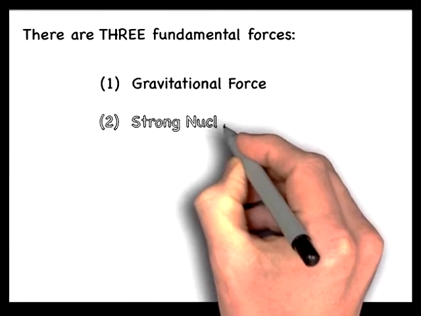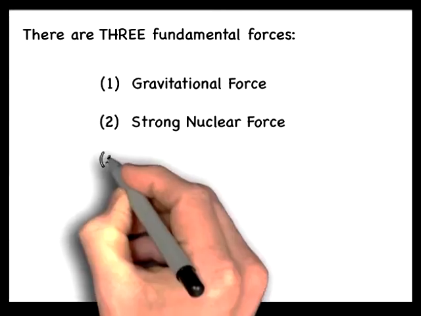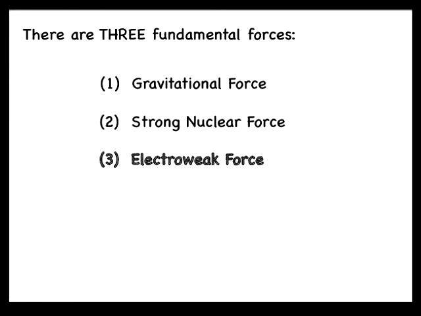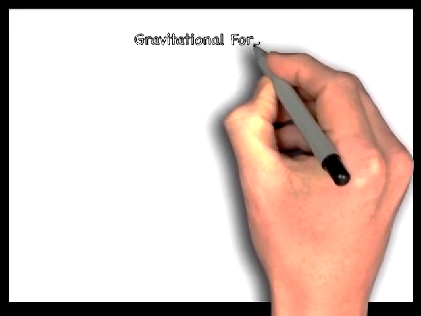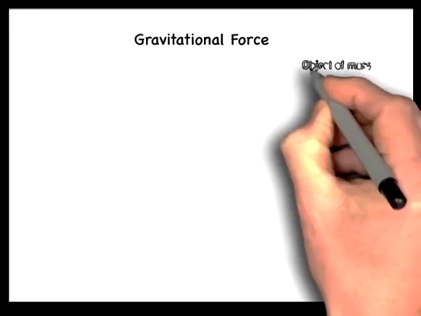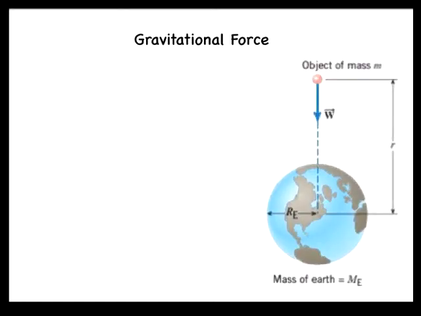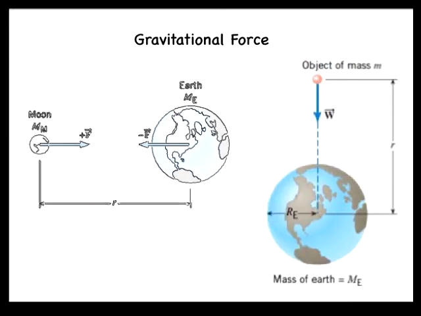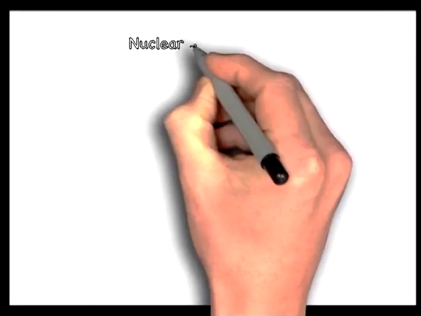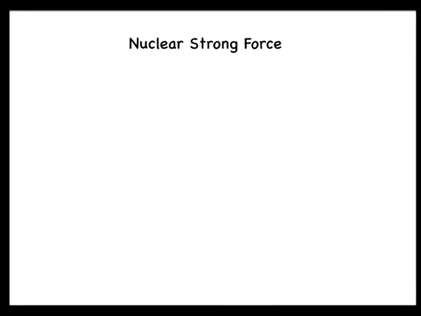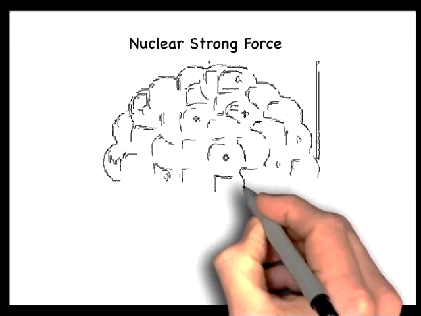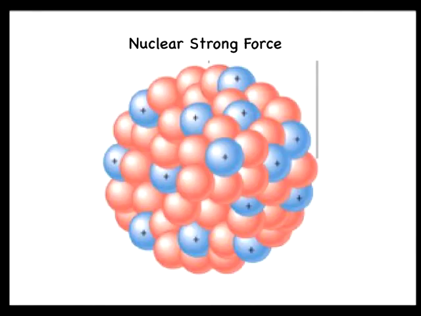These three are the gravitational force, the strong nuclear force, and the electroweak force. The gravitational force is the attractive force between masses. It is responsible for the force of weight and for the orbital motions of satellites and planets. The strong nuclear force is responsible for the attraction and binding of nucleons, protons and neutrons, in the nucleus.